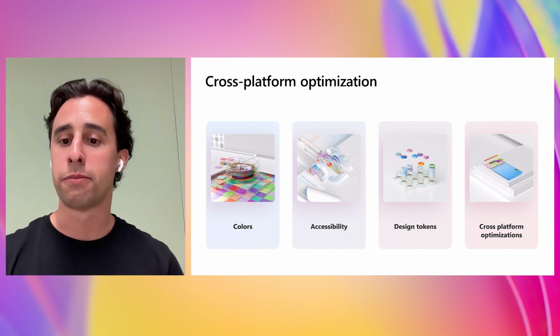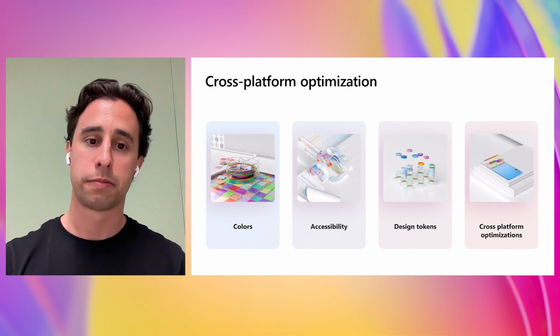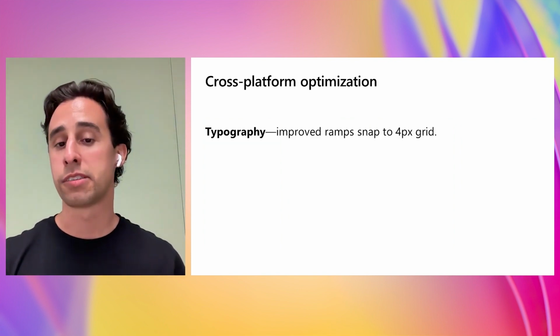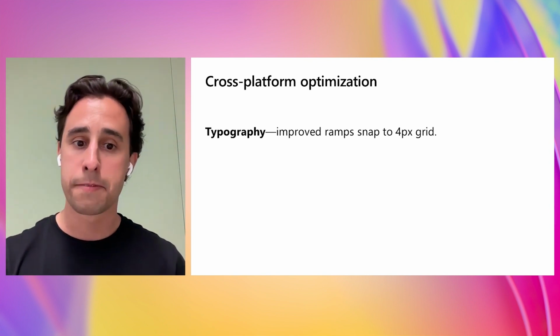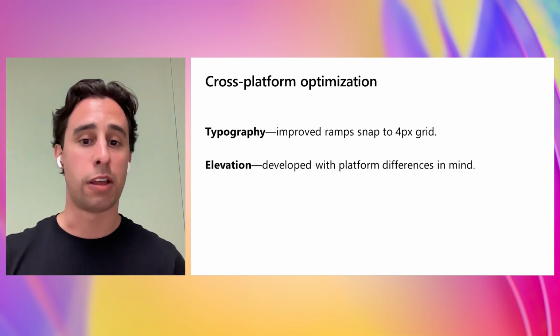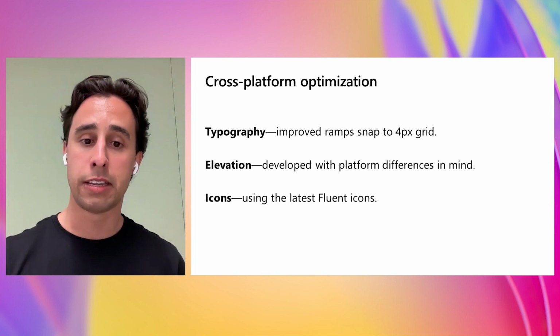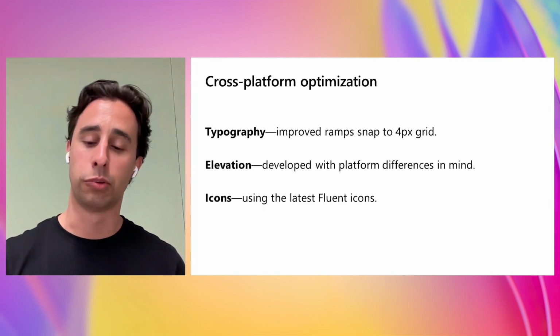Lastly, I want to talk about some of the cross-platform optimizations. Our typography now snaps to our 4-pixel grid. Our elevation has been redeveloped with platform differences in mind. And lastly, we're using the latest Fluent 2 icons. Now I want to hand it over to Paul to give you a demo of Fluent 2.